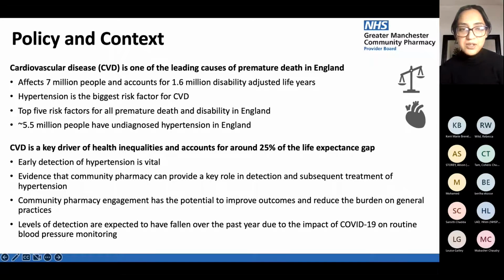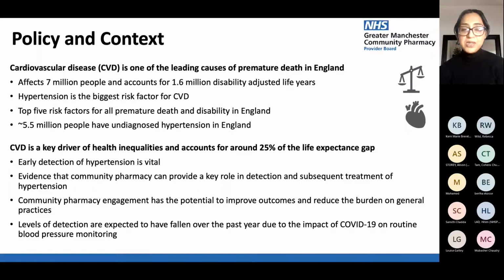So in terms of policy and context, cardiovascular disease, or CVD, is one of the leading causes of premature death in England. It affects 7 million people and accounts for 1.6 million disability-adjusted life years. Hypertension is the biggest risk factor for CVD and the top 5 risk factors for all premature death and disability in England. There are approximately 5.5 million people that have undiagnosed hypertension in England. It's a key driver of health inequalities and accounts for around 25% of the life expectancy gap. So early detection of hypertension is vital.